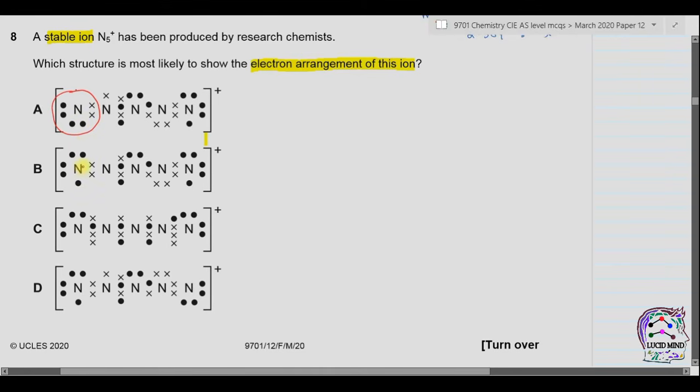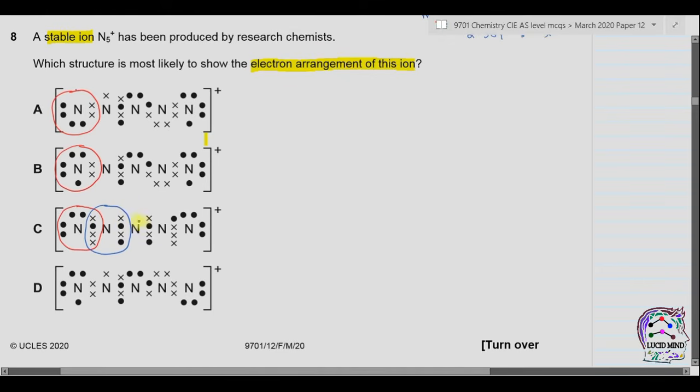Coming to part B, nitrogen has 1, 2, 3, 4, 5, 6, 7 electrons. So again, this is not octet configuration. Part C, we have 1, 2, 3, 4, 5, 6, 7, 8 electrons. So yes, C seems to have the complete octet. So now finding out the next nitrogen atom, we have 1, 2, 3, 4, 5, 6, 7, 8. Yes, good.